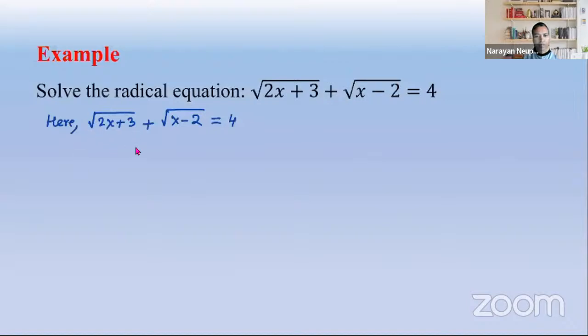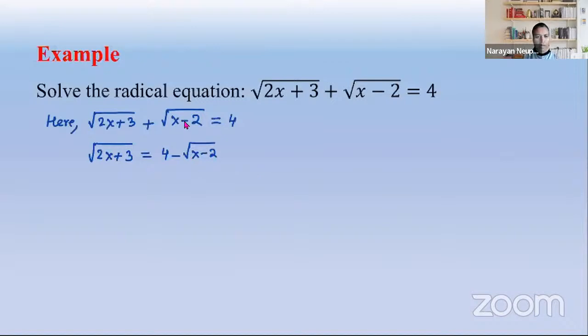So I'm going to keep this root on the left, and then I'm going to move the second root to the right. So this will be square root of 2x plus 3 is equal to 4. And then see, we are going to move this to the other side. Here is a plus. So if you move it to the other side, it will be minus the square root of x minus 2.